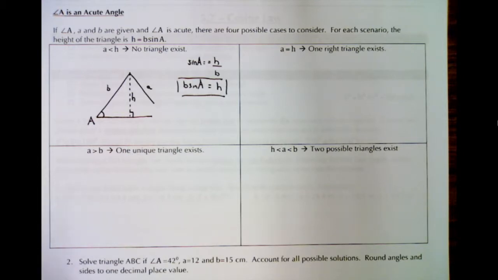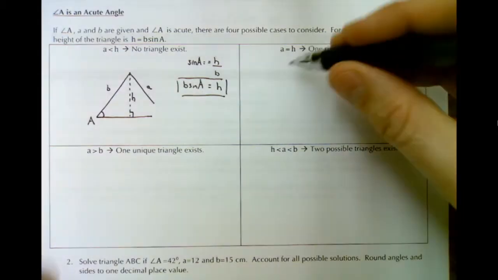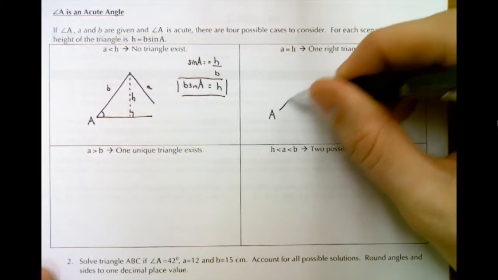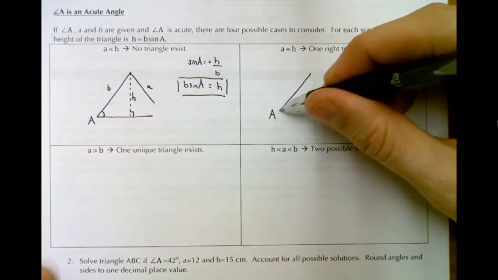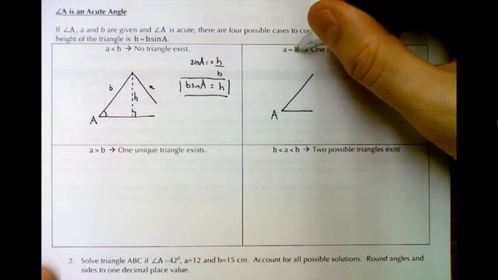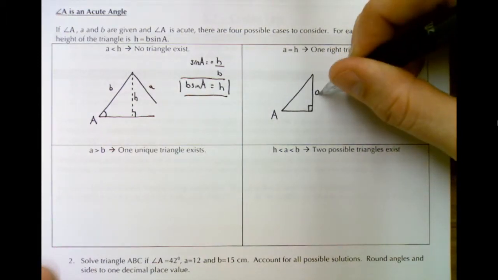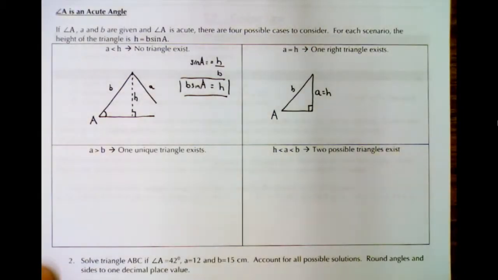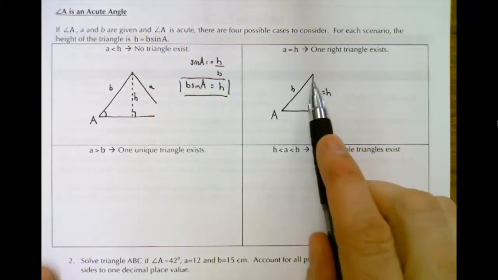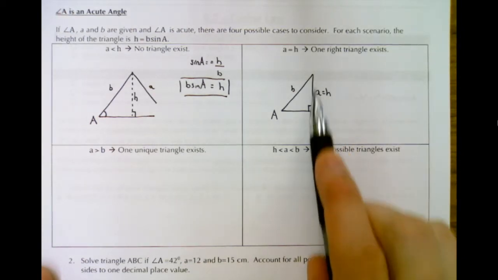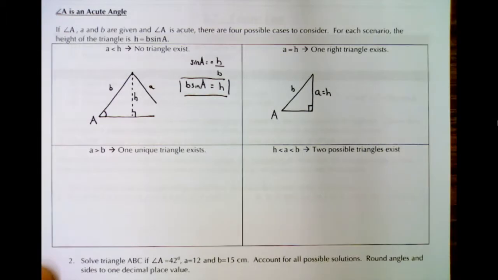A needs to be bigger than the height because it'll always be across from the 90 because height is drawn at a 90-degree angle. Now, if A and H are equal, there's a right triangle that exists. And how does that look? Well, here's my angle A. It's an acute angle. If A and H are equal, that's how we'd have A and H equal. A would be the height of the triangle, and H would be the same length. And in this scenario, we do get a triangle, and it's a right angle triangle. So we'll have one solution in that scenario.